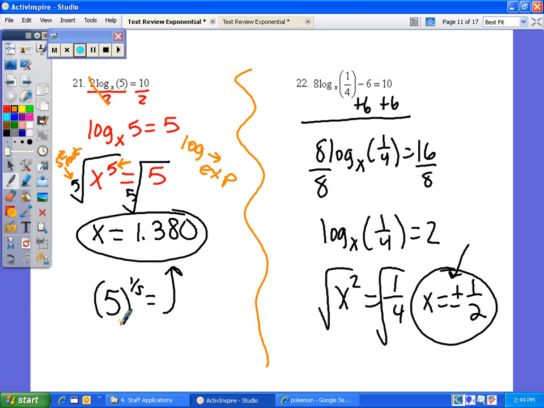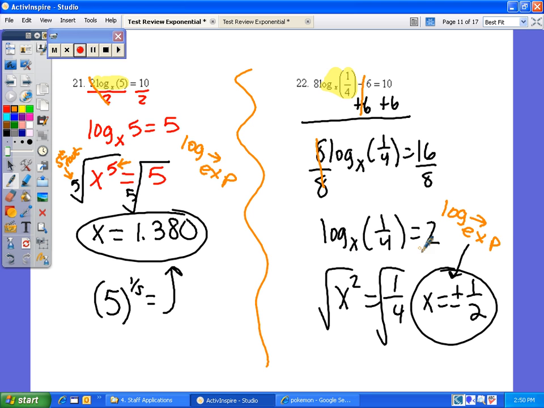Alright, last but not least in the equation section, you want to get the log by itself. When I say log by itself, I mean you want to get this whole thing by itself, which is log with the base and the number next to the base. So first thing you want to do is add 6, gives you 16, divide by 8, so that you can get 2. Now you're going to go from log to exponential.